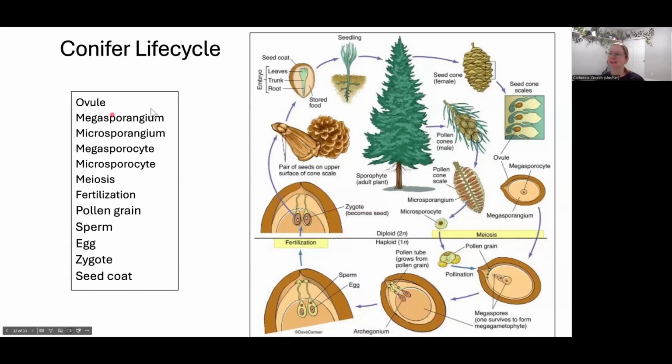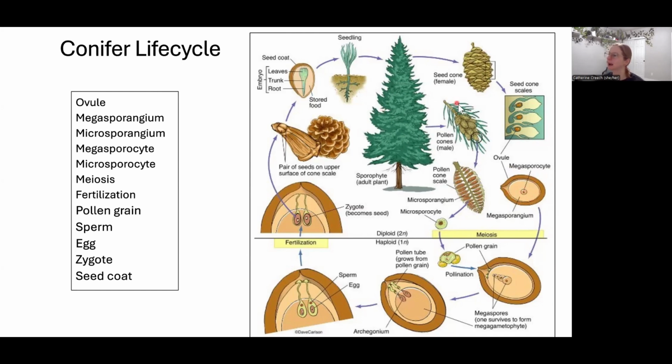All right, so your ovule is going to be on the female sporophyll. Here's the sporophyll. So your ovules are going to be up here on your scales. This is our female cone. Here are the scales. There's the ovule on the female cone. The megasporangium is inside of the ovule. The megasporocyte is in the center of the ovule.